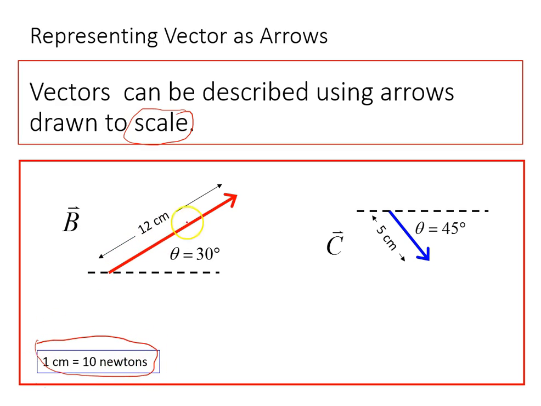So if we draw an arrow that's 12 centimeters long, or somebody shows us that arrow, we should interpret that to be 12 centimeters times 10 newtons per centimeter. So this would be 120 newtons, and the direction is basically given to you right there. This one is another vector. It's 5 centimeters long. So we go down to our scale: 5 centimeters times 10 newtons per centimeter. So this is going to be 50 newtons. And of course, the direction is as indicated in the arrow.